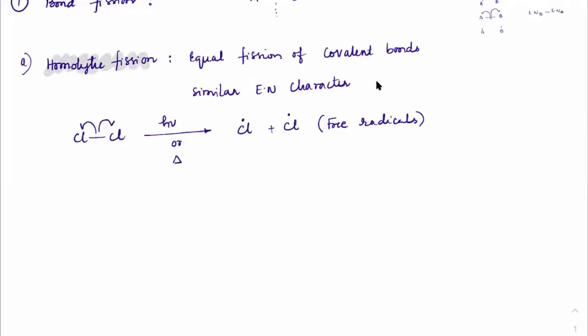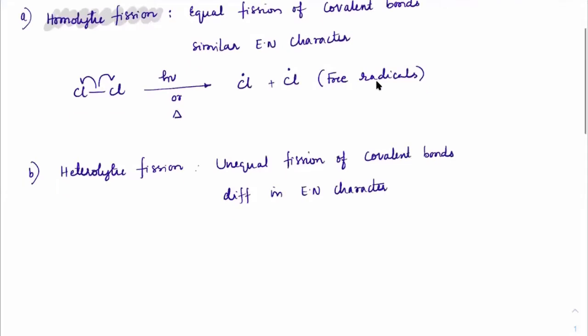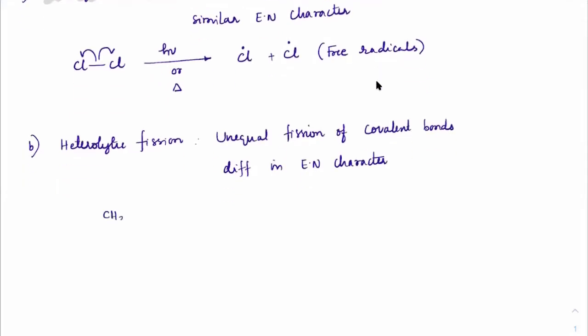Just like homolytic fission, now we have heterolytic fission. Here it is about unequal fission of covalent bonds. Here we should have a difference in electronegative character. For example, if you have CH3, CH2, CH3 and Br, I'm taking this as an example.